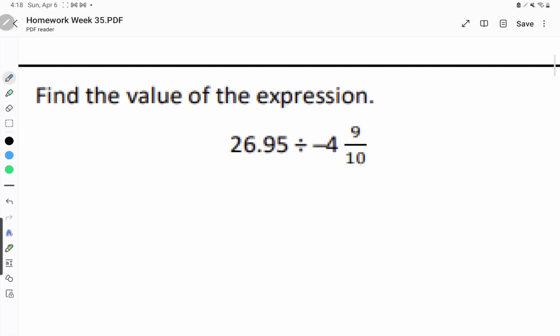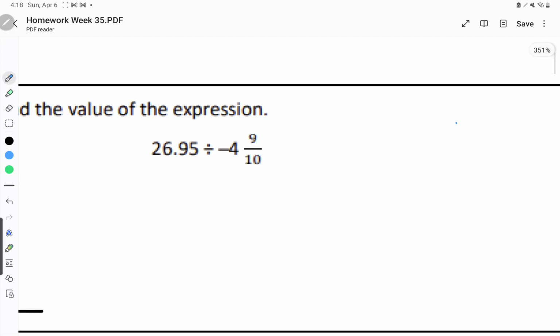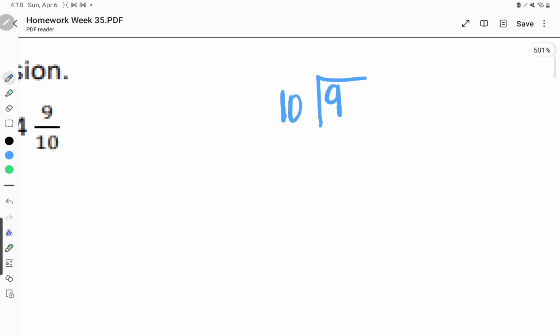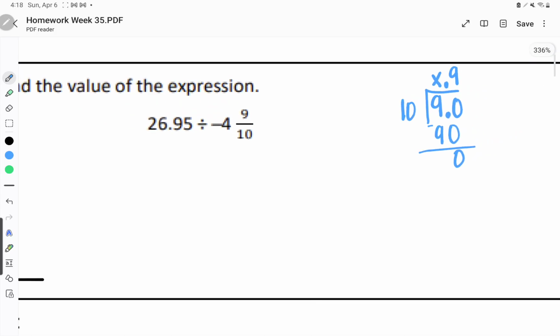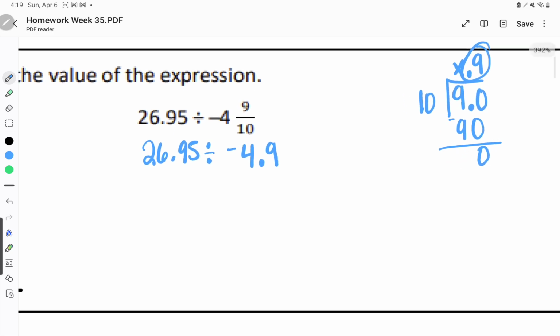So let's turn that fraction into a decimal. 9 is my numerator, 10 is my denominator, so 9 goes on the inside and 10 goes on the outside. 10 does not go into 9, so I add a decimal and a 0, and then 10 goes into 90. 9 times 10 is 90, and that gives us 0. So this is 26.95 divided by negative 4.9. There's that 0.9, and it goes right there.